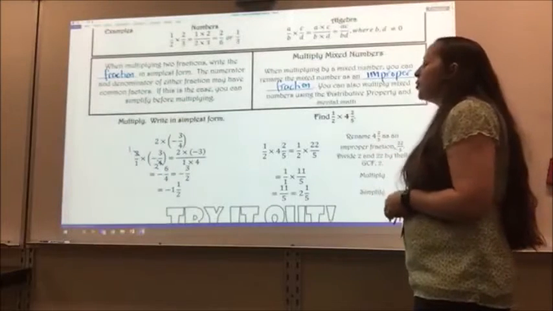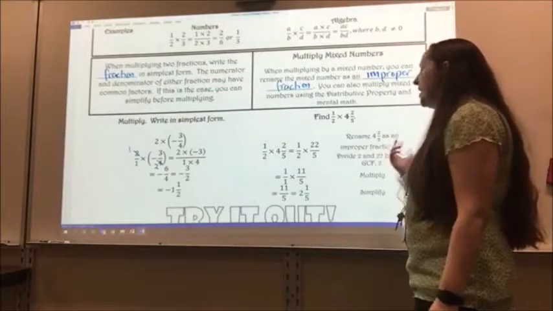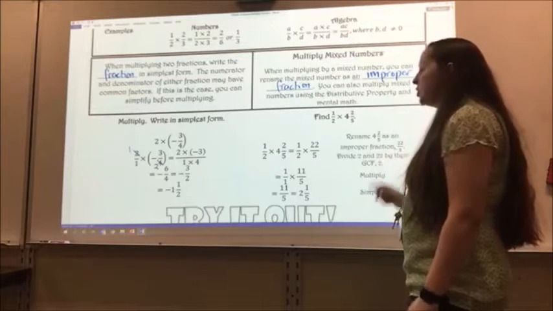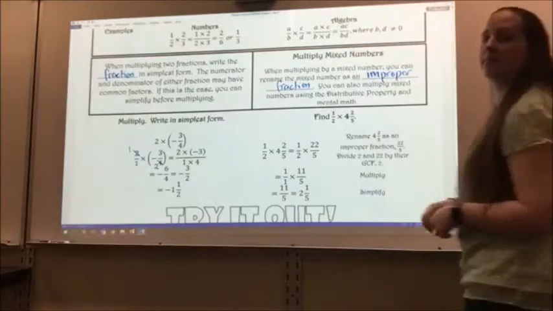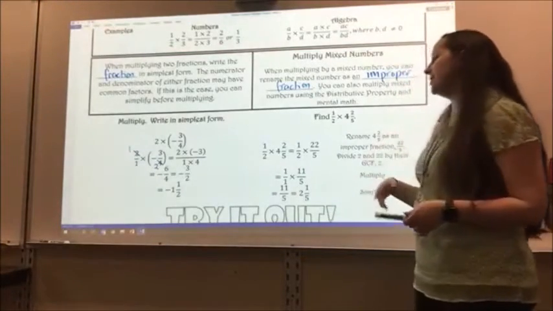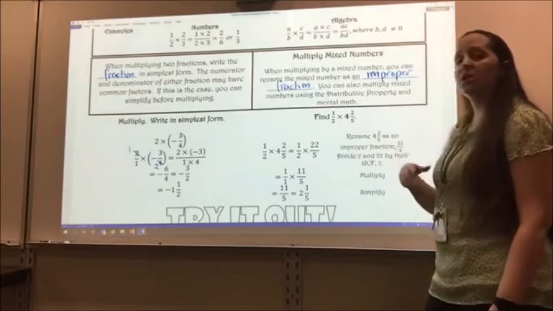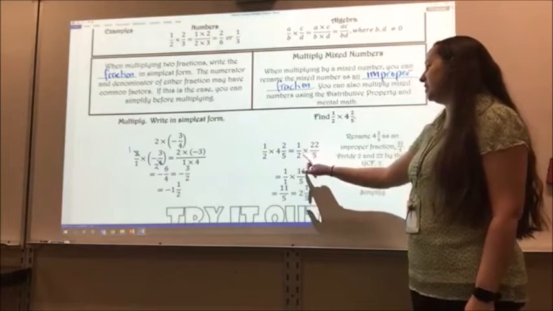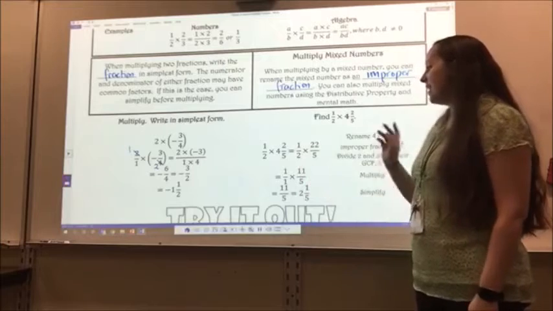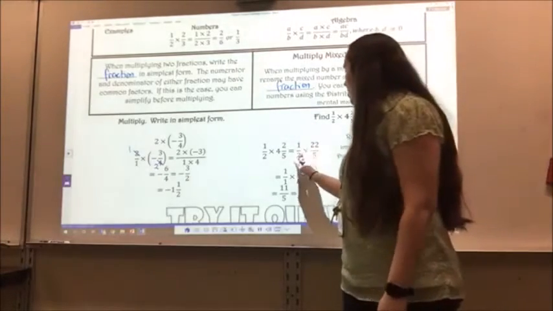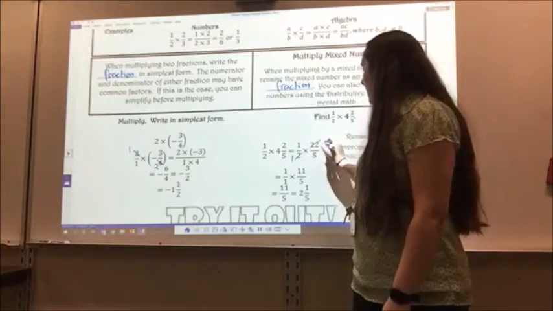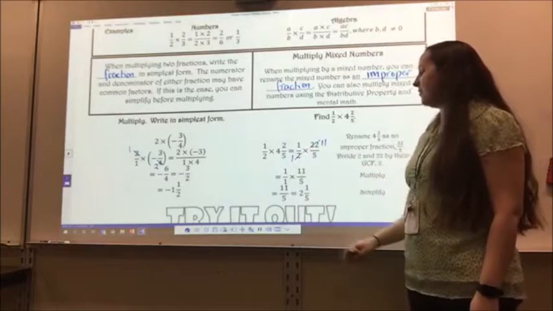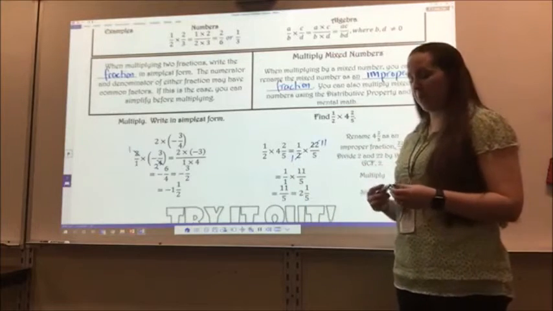The second example I have is 1/2 times 4 2/5. I rename 4 2/5 as an improper fraction. So 5 times 4 is 20, plus 2 is 22, so I get 22/5. Then I can multiply 1/2 times 22/5. I can simplify first. 2 goes into 22, 1 time and 11 times respectively. 1 times 11 is 11, 1 times 5 is 5, and then I get 2 and 1/5 when I change it back into a mixed number.